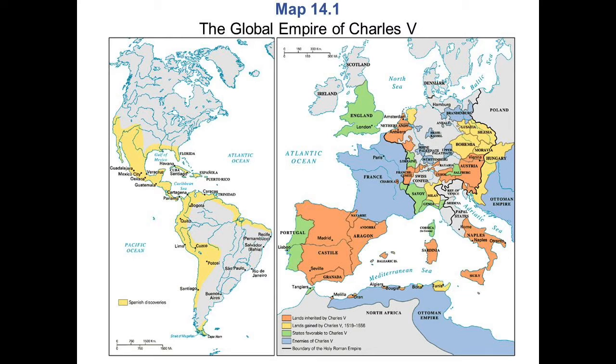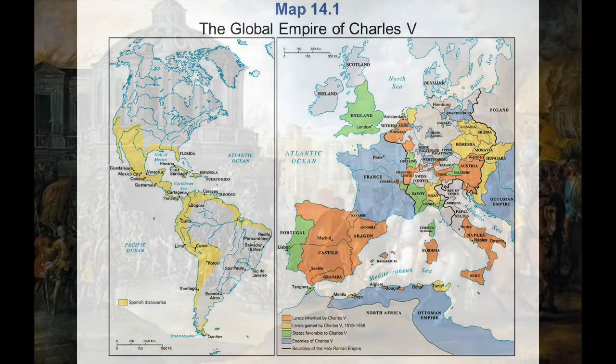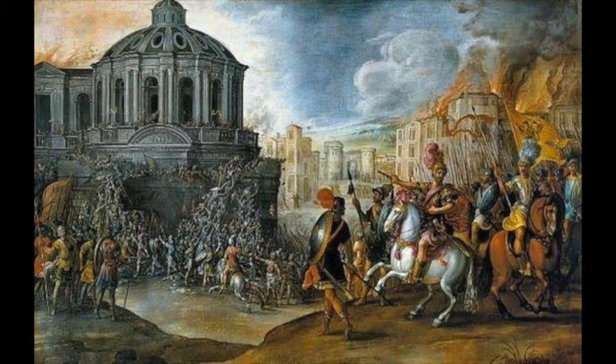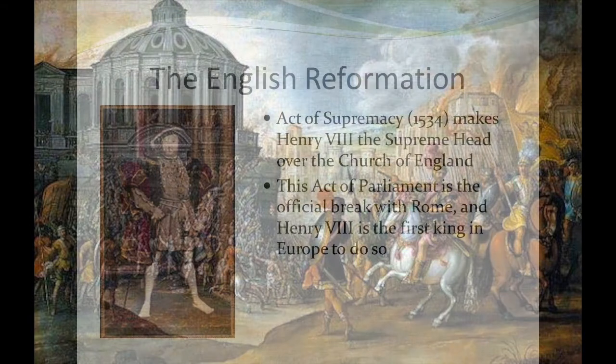Now this map reminds us how much territory Charles V controlled, anything that's tan or yellow. And in some of his lands, the Protestant Reformation was getting started, so he was really nervous about the Reformation. And here he is with his army in Rome. He was keeping an eye on the Pope. In fact, the Pope was his prisoner. So there's no way the Pope's going to cooperate with Henry VIII.